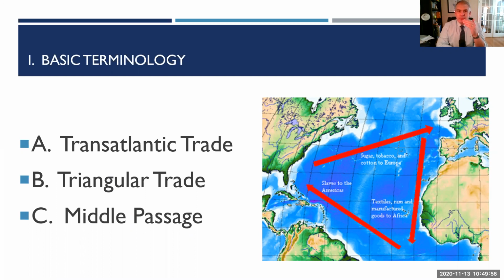From Europe to Africa, we see manufactured goods such as textiles, rum, and also we can put in firearms that are coming from Western Europe to Africa. So European technology and European goods are coming into the African systems. From Africa to the Americas, we have the transport of enslaved Africans. And this is the defining feature of the transatlantic trade network. So the transportation of enslaved Africans to the Americas.